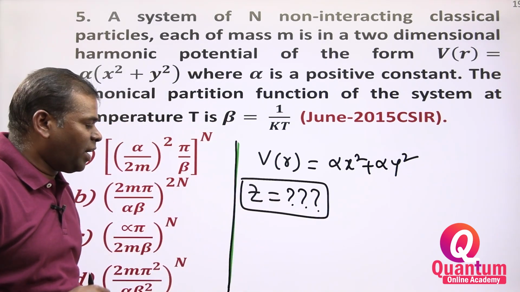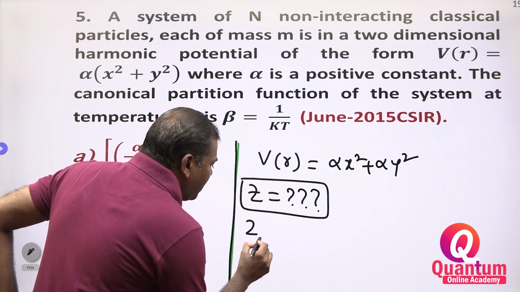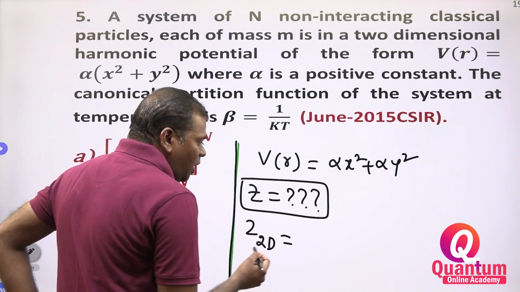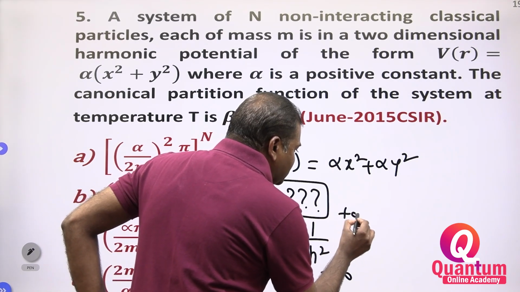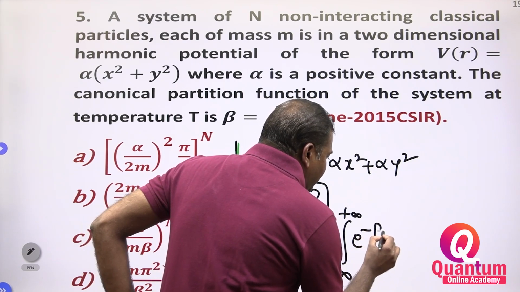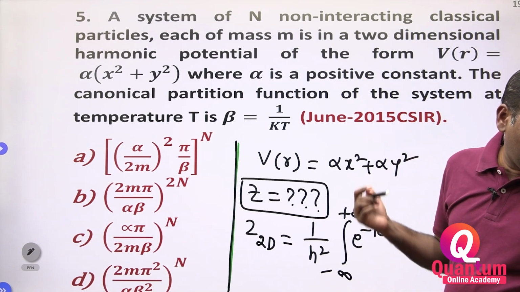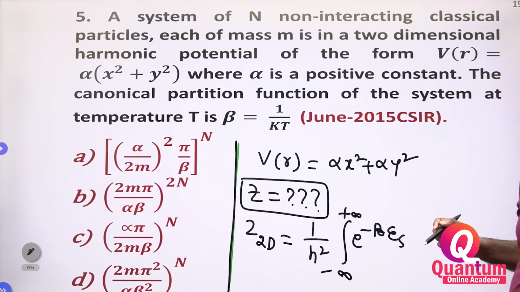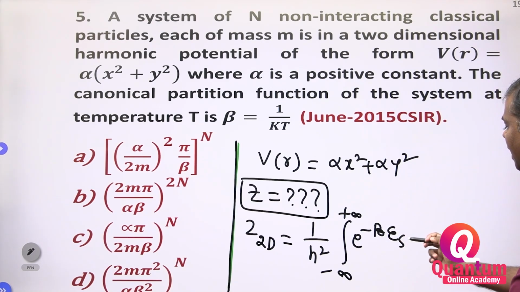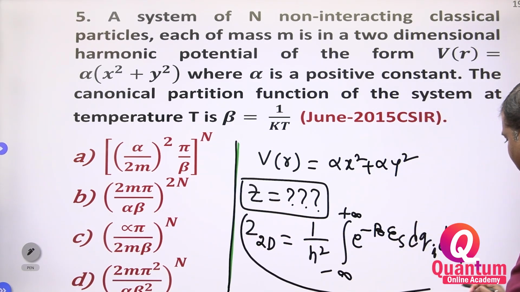To write the partition function, how do we write a two-dimensional partition function? A two-dimensional partition function is equal to 1 by h square into integral minus infinity to plus infinity of e to the power of minus beta into Es, so we write dqi into dpi. This is the relation for the partition function in two dimensions.